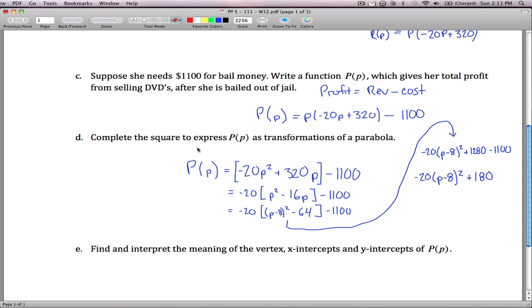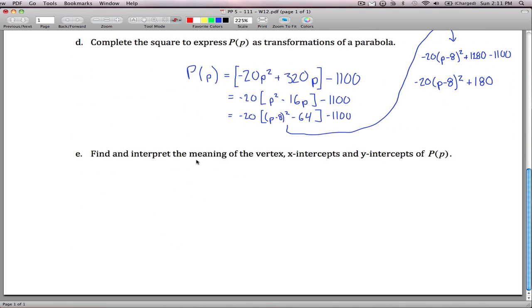This step right here. So complete the square, express this as transformations of a parabola. I have done that. This right here is transformations of our parabola. We move to the right by 8, have this stretch and this flip, both vertical, and move up by 180. Okay. Wow, this problem's brutal.